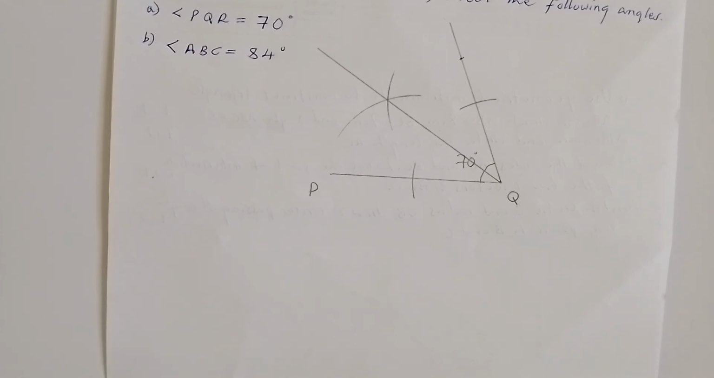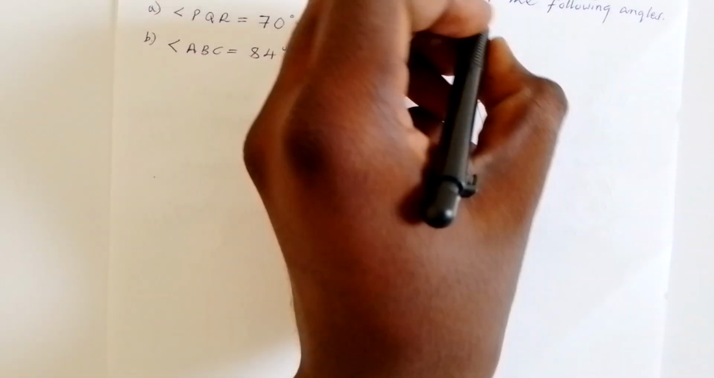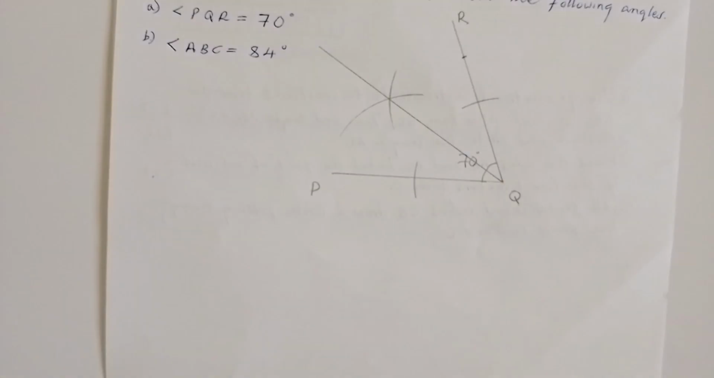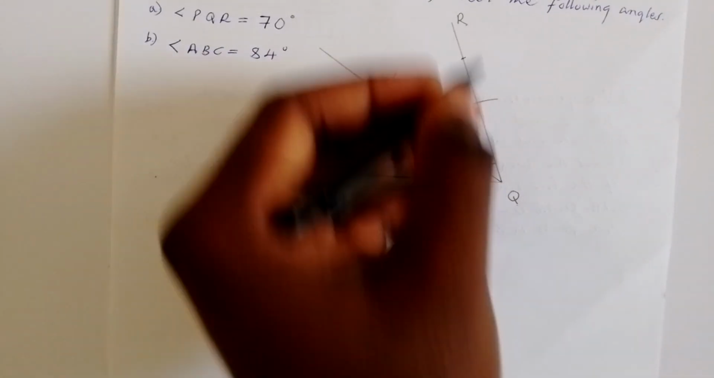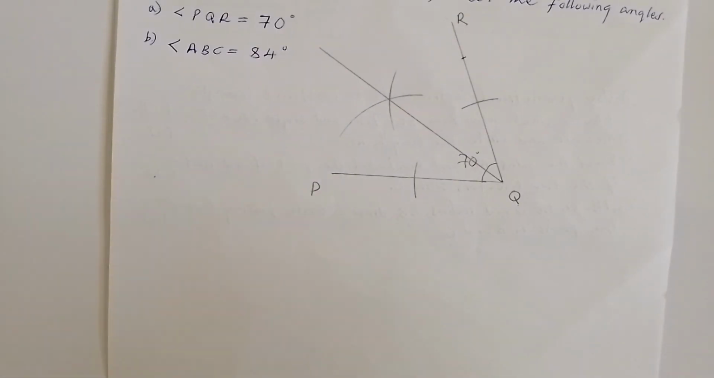So now, we are going to draw another angle, 84 degrees. Oh, sorry, I forgot to label this one as R. So this is where R is. It's very important not to forget that. So this is PQR. So that's it. We are measuring 84 degrees, like I said.